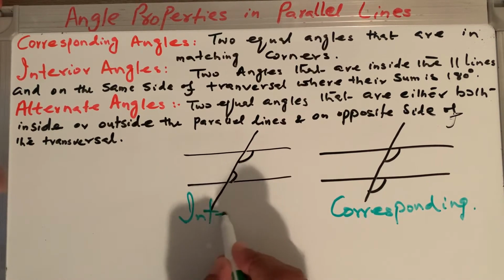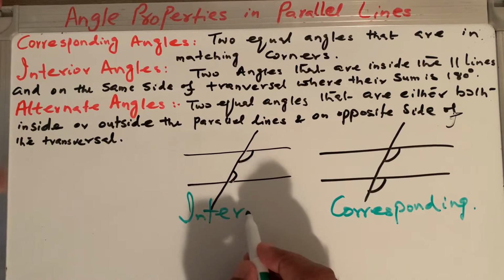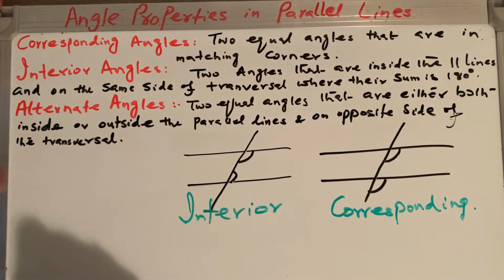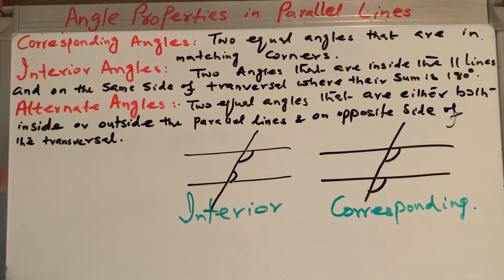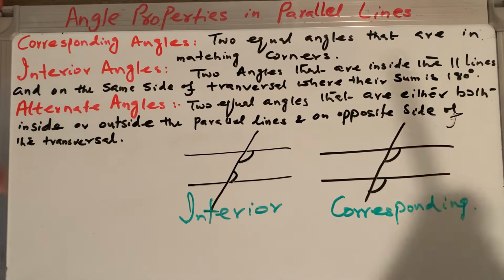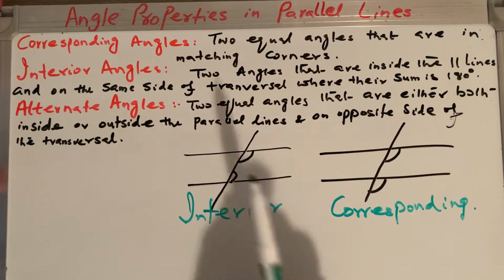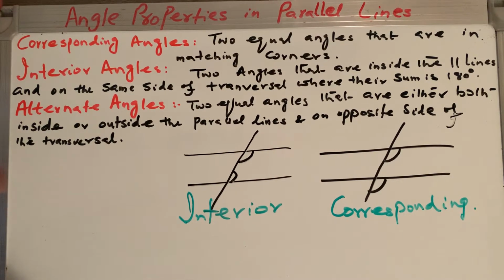Sometimes a question is asked as a fill in the blanks: the sum of the two interior angles is 180. Please remember the definition: two angles that are inside the parallel lines and on the same side of the transversal, where their sum is 180. You can see that one is acute and the other is obtuse, and they are on the same side of the transversal line.